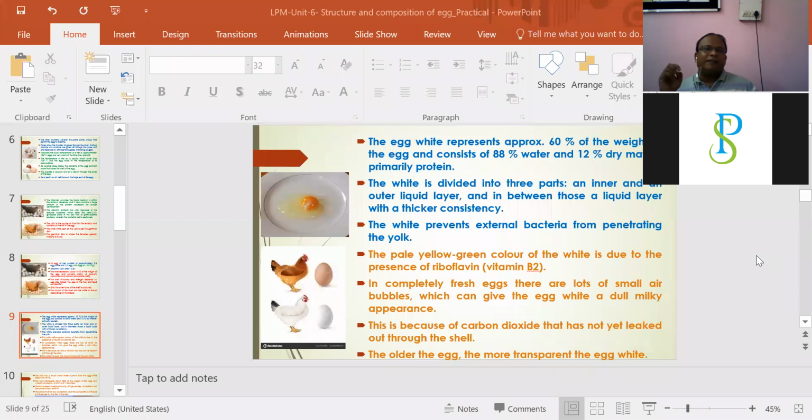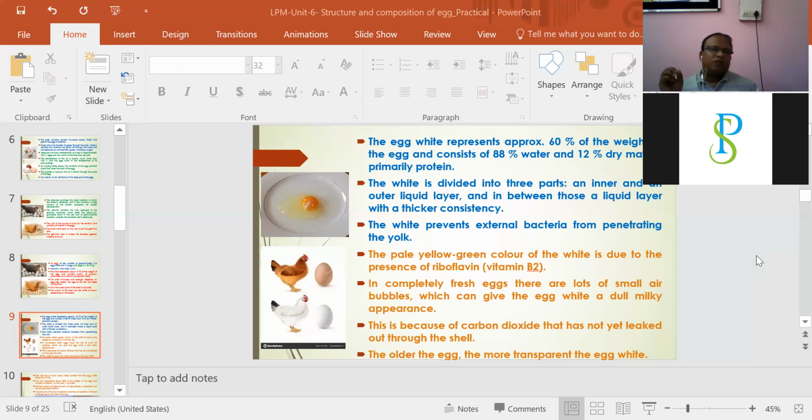Egg white represents approximately 2/3, that is 67%, of the weight of the egg, and consists of 88% water and 12% dry matter, and the dry matter mainly contains protein. The white is divided into three parts: inner and outer liquid layers, and in between there is a liquid which is thicker in consistency. Just above the yolk there is a thin layer, then a thick layer, again a thin layer. After that there is the shell membrane.